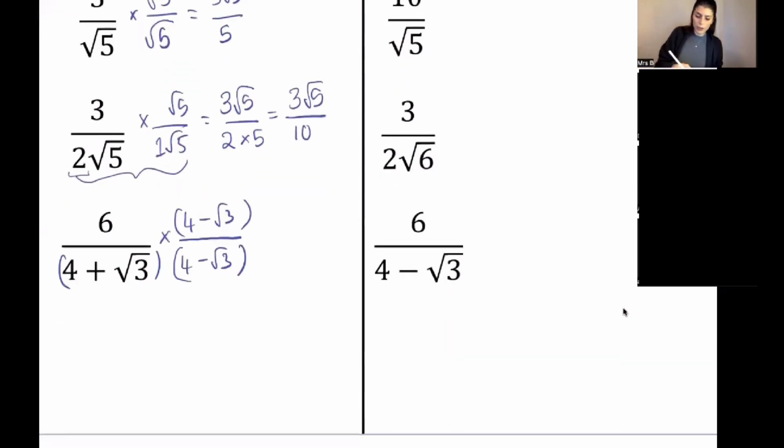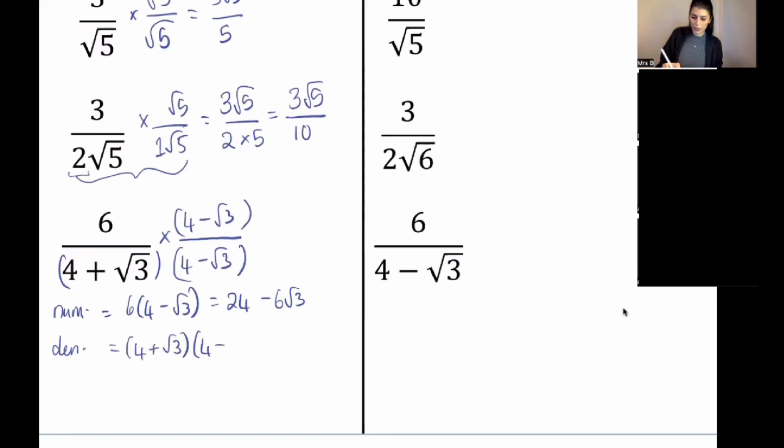So I would do the numerator and the denominator separately. So 6 times 4 take away root 3, which gives you 24 minus 6 root 3. And the denominator, double brackets. So be really careful. It's exactly what we did before.